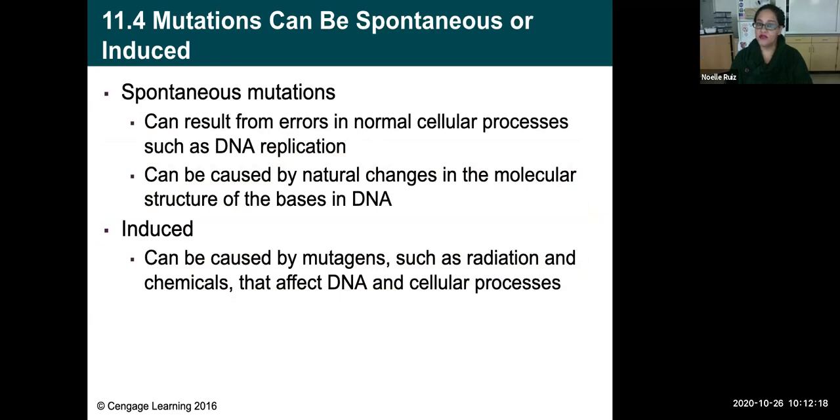Spontaneous mutations can result from errors in normal cellular processes, such as DNA replication. They can be caused by natural changes in the molecular structure and the bases of DNA. There are also induced mutations, which can be caused by mutagens, such as radiation and chemicals that affect DNA and cellular processes. And your Ed puzzle this week is about a specific mutagen that induced a lot of mutations in Vietnam over the war in the 60s and 70s.